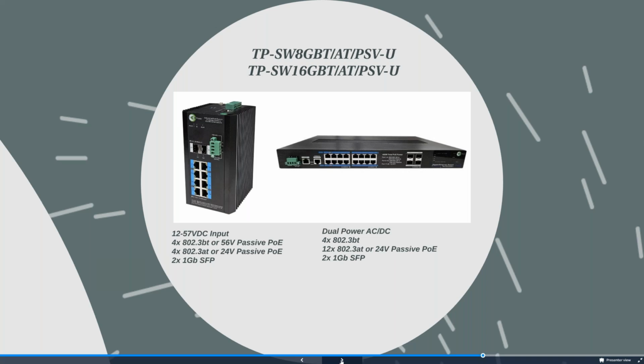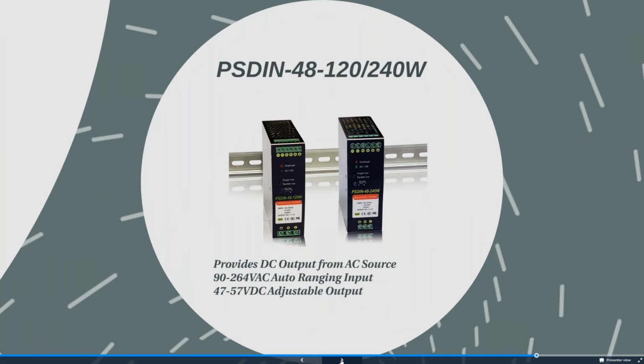Now, to power these devices, we offer our PS DIN 48 volt. This is basically taking an AC input and provides a DC output. So a 48 volt to power those managed switches, those high power devices, from an AC power source. It's an auto ranging input, so it'll accept anything from 90 to 264 volt AC. And then you have an adjustable output at 47 to 57 volts, depending on what your device requires.